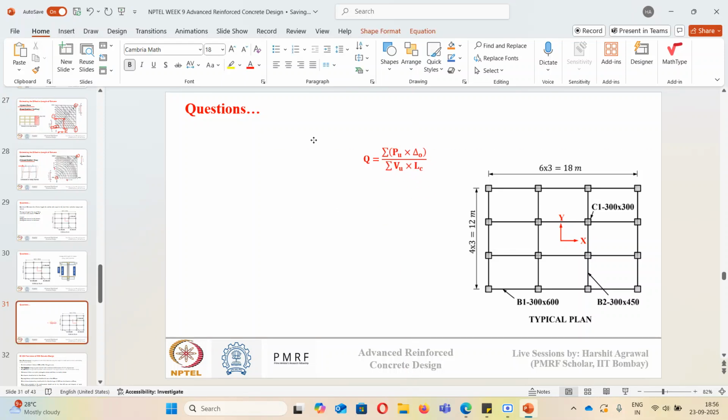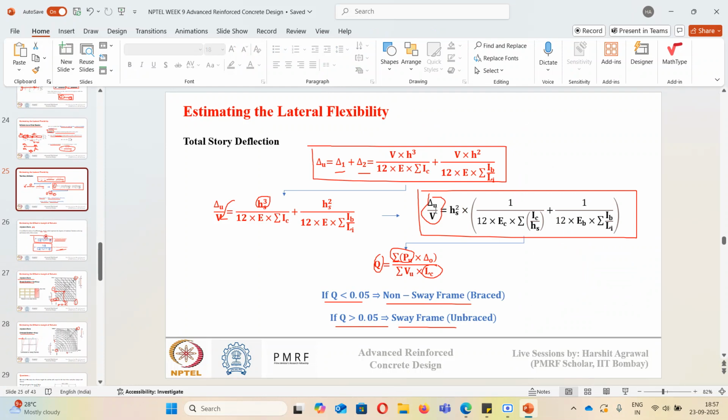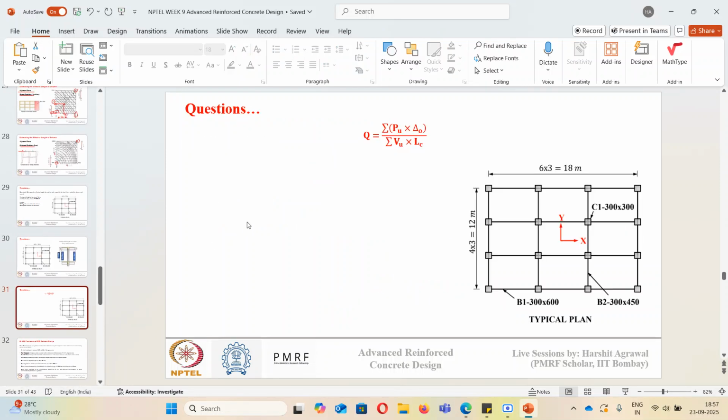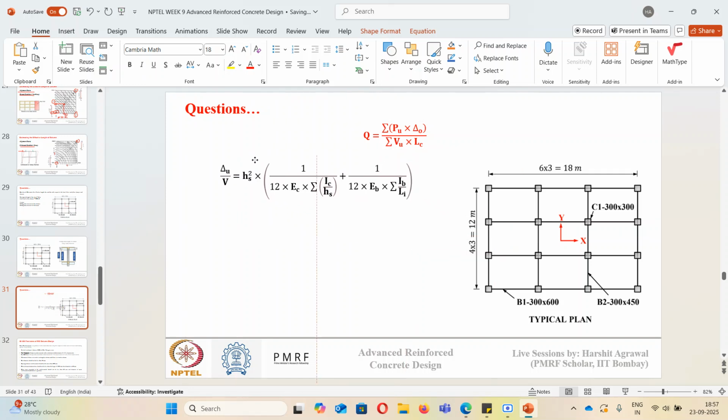Okay, so this value Q we need to determine. If this value Q is less than 0.05, we'll say it is a non-sway frame. If it is greater than 0.05, then we'll say it is a sway frame. Now for this we need to calculate this delta naught by VU value, for which we have the formula that we have derived. It is this. So this formula we need to calculate first.